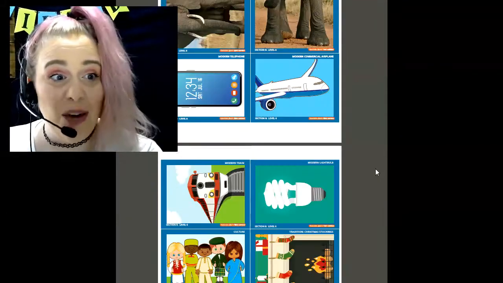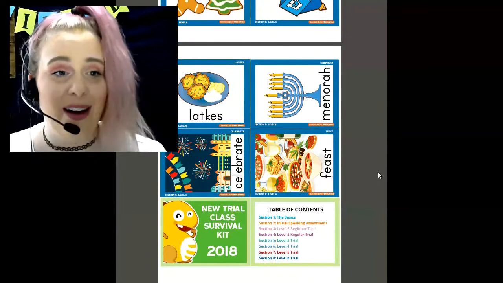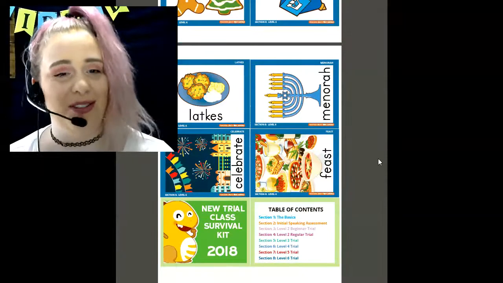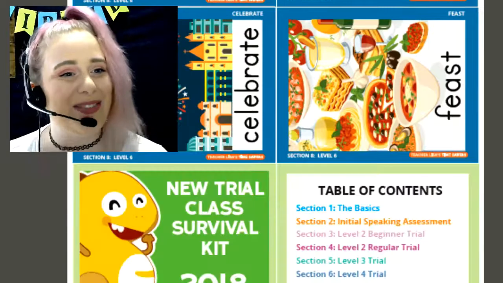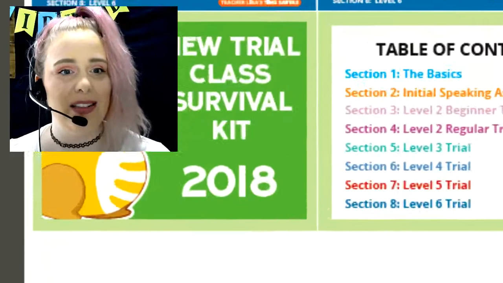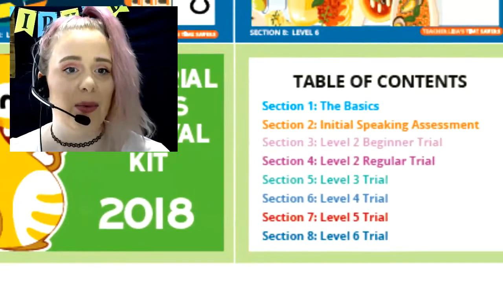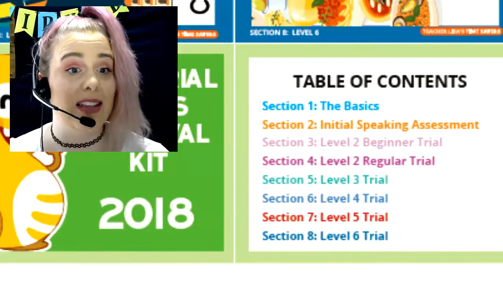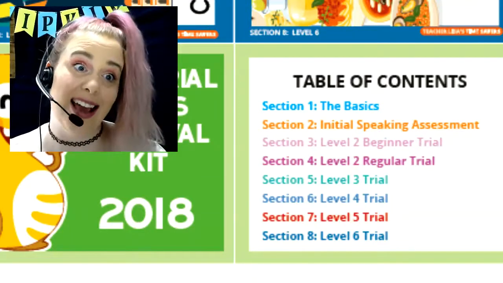So they are very high quality, great images to use if you are a little bit overwhelmed by the new trials and you just want something to make it nice and easy for you. This is for you. So here's the table of contents. You can see we got 8 different sections, with section 3 through 8 being the TCA and section 2 being the ICA.